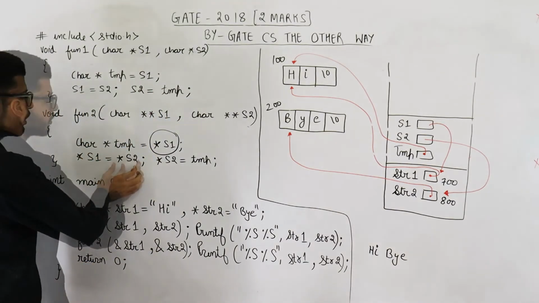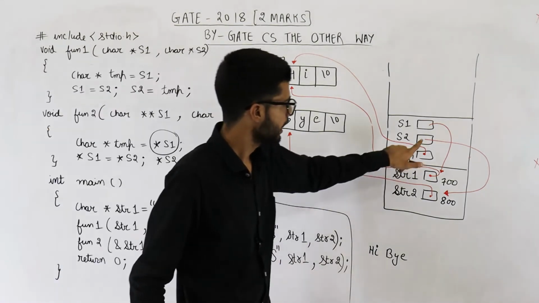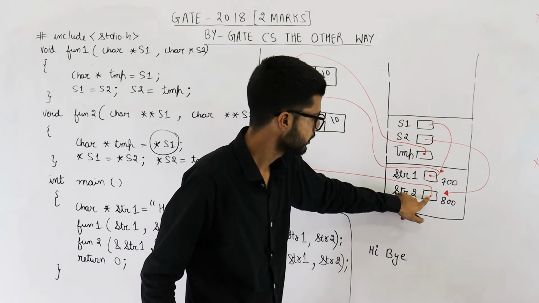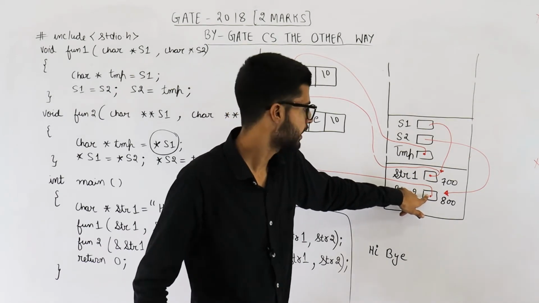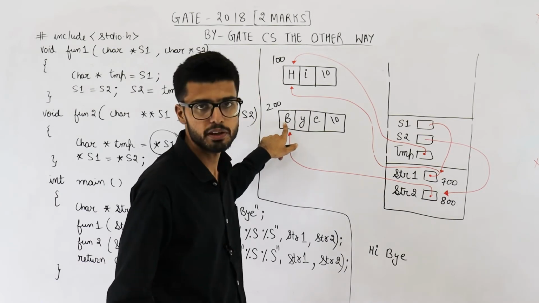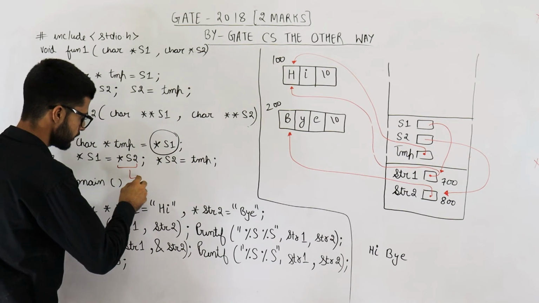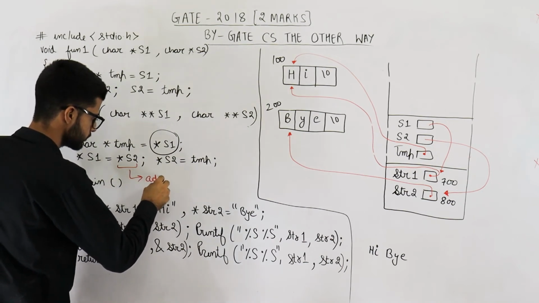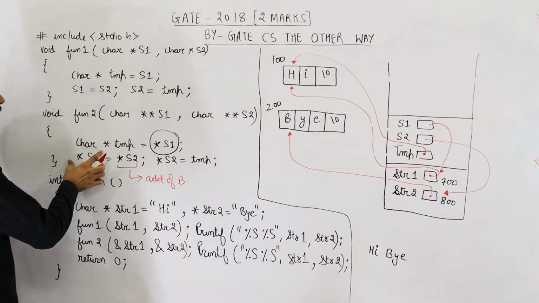Next line says, whatever is the value present at address S2, S2 is this address. What is the value present here? The value present here is again an address. That is address of B. So this means address of B. This address of B has to be assigned to this.